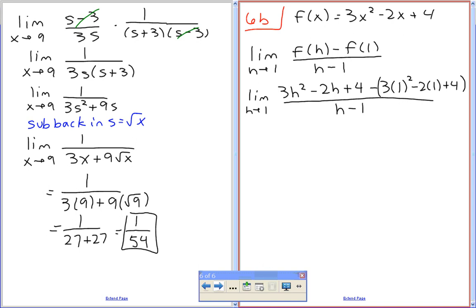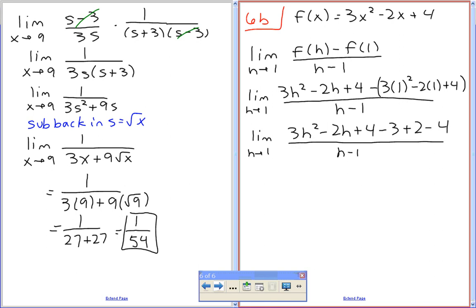Okay, so it's going to be the limit as h approaches 1 of 3h squared minus 2h plus 4 minus 3 plus 2 minus 4. Is that right? Does that work? Good. So limit as h approaches 1 of 3h squared minus 2h minus 1.